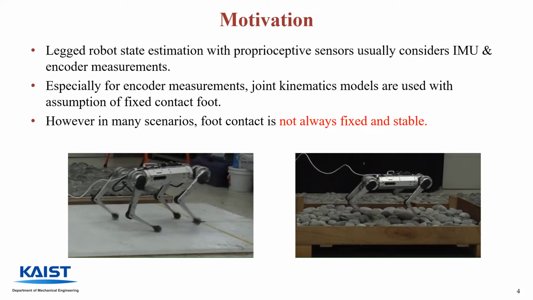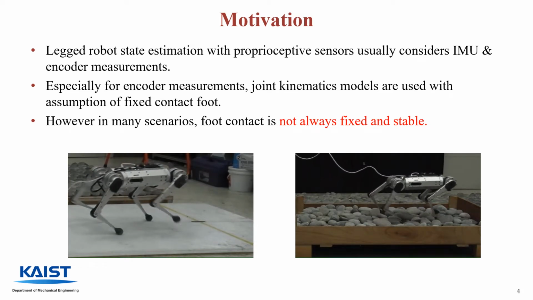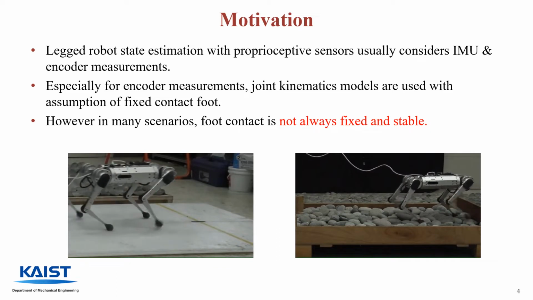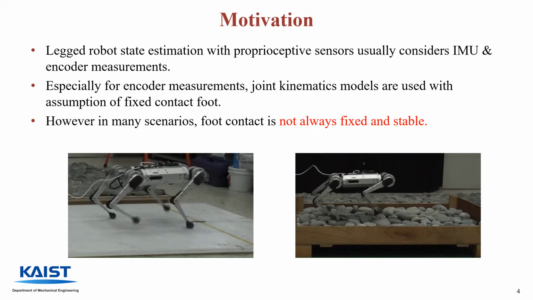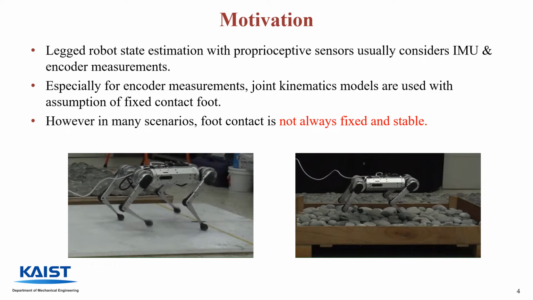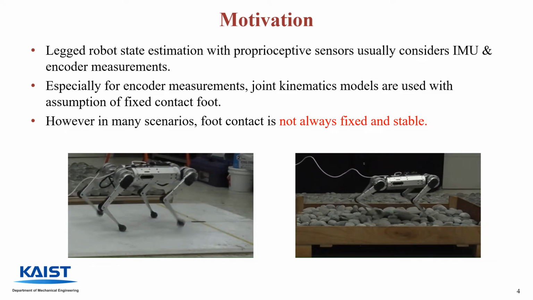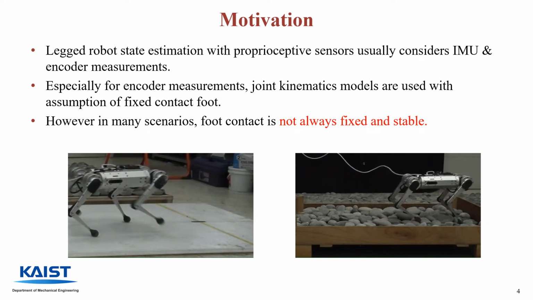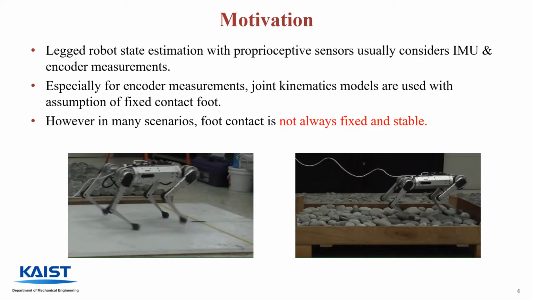You can find out that while the robot is making contact with the environment, it suffers slippage or unstable ground. Our main goal is to design a proprioceptive sensor-only leg robot state estimation algorithm while taking account of these dynamic contact events.